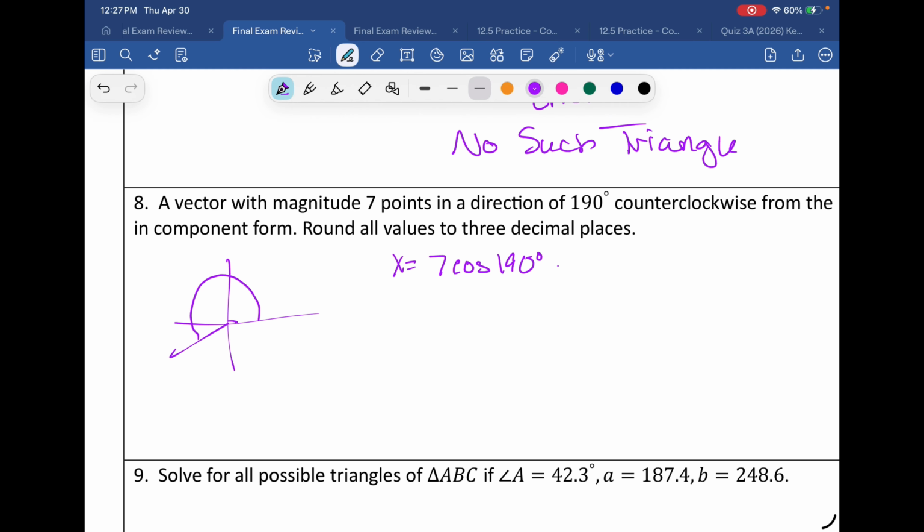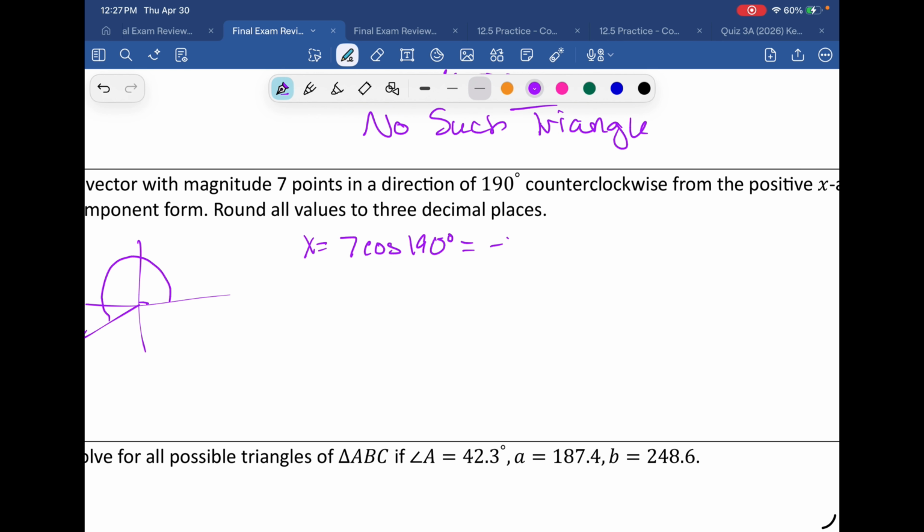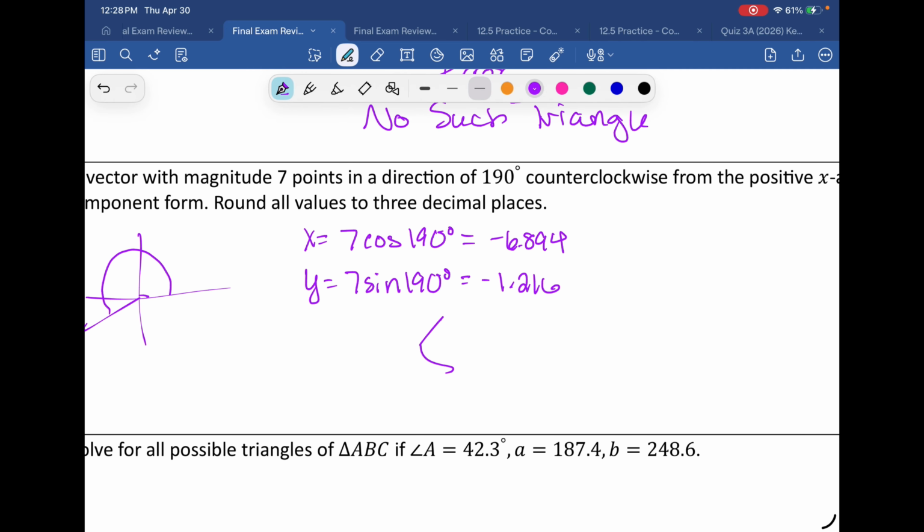Again, calculator. 190. This is 3 decimal places. Y is 7 sine 190. Component form just means the vectors. I'm terrible at drawing that one. I always make that bottom curved. Close enough.